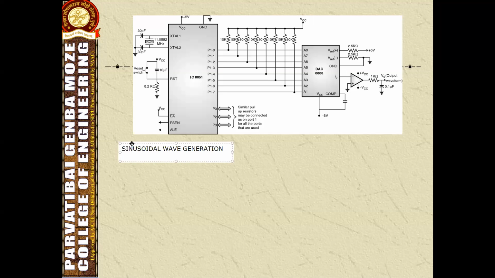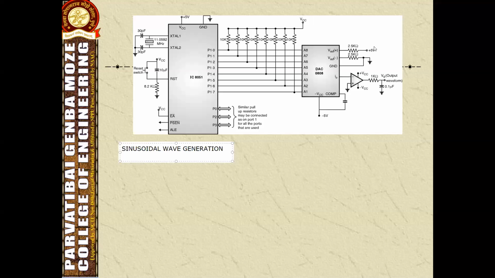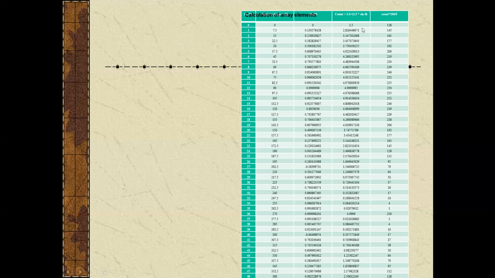So we need to calculate the values for the sinusoidal wave between 00H and FFH. This is done with the following table, which I will show in the next slide. I will show how the wave will be generated accordingly. So this is the table.